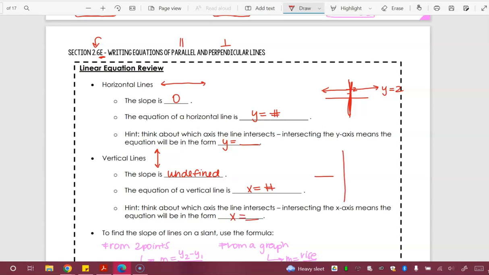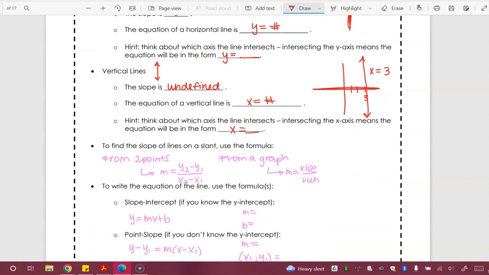And I'll show you an example of a vertical line. Let's say at 3, notice it's intersecting the x-axis. So the equation of that vertical line is x equals 3. Here's your x-axis. It's intersecting the x-axis.